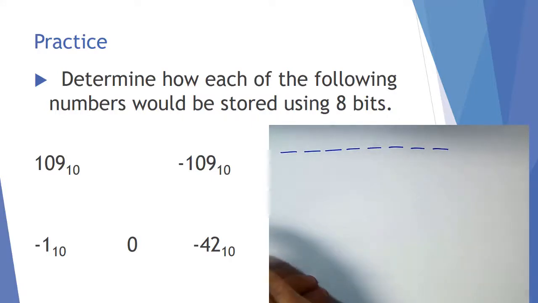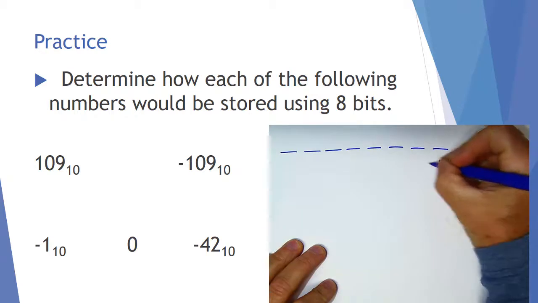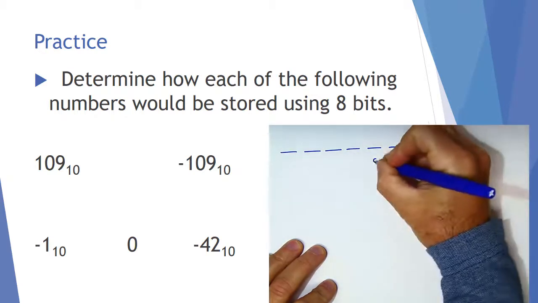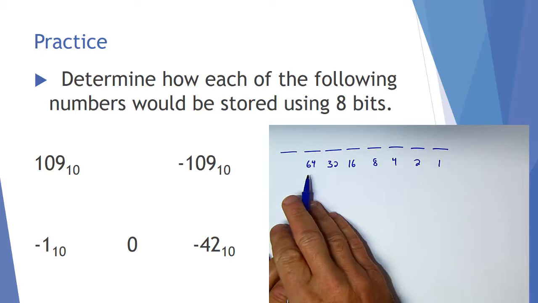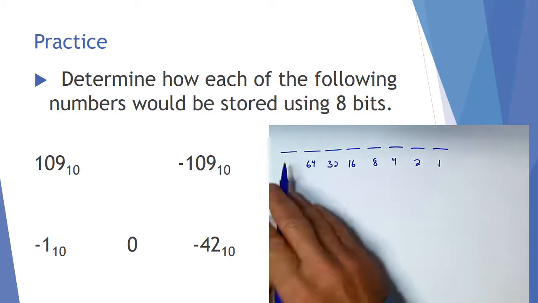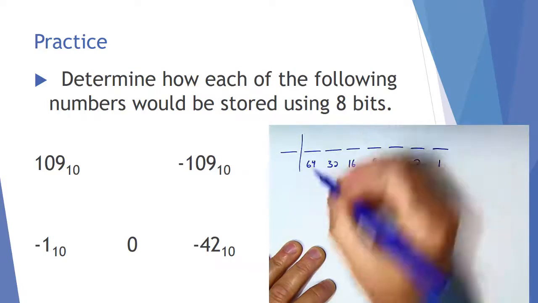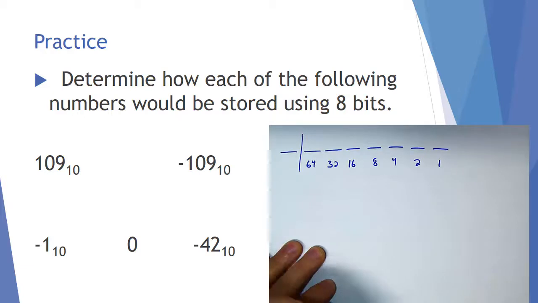Okay, our first one, 109. Let's set up a binary conversion table like we've done before. 1, 2, 4, 8. Now we're going to stop at 64 because this digit really isn't representing 128 anymore. It's representing our sign bit. And I won't give you numbers anything bigger than that.